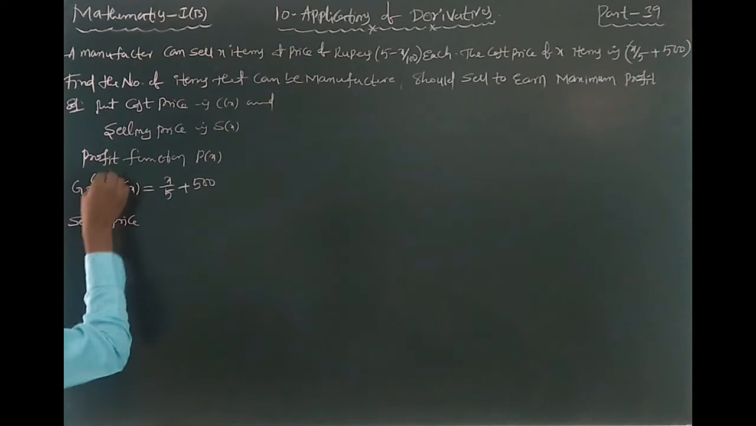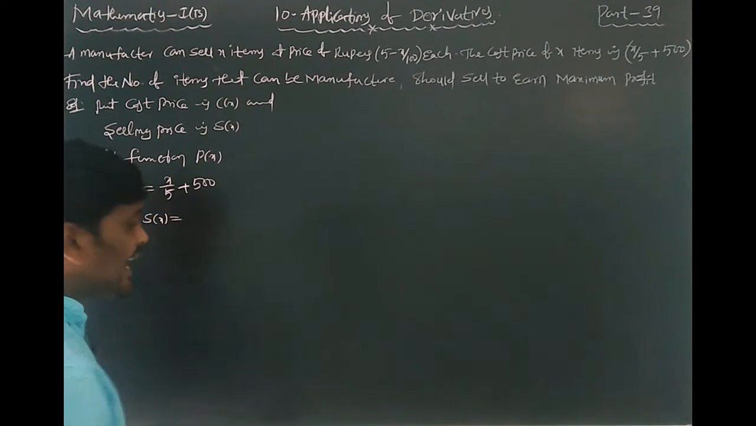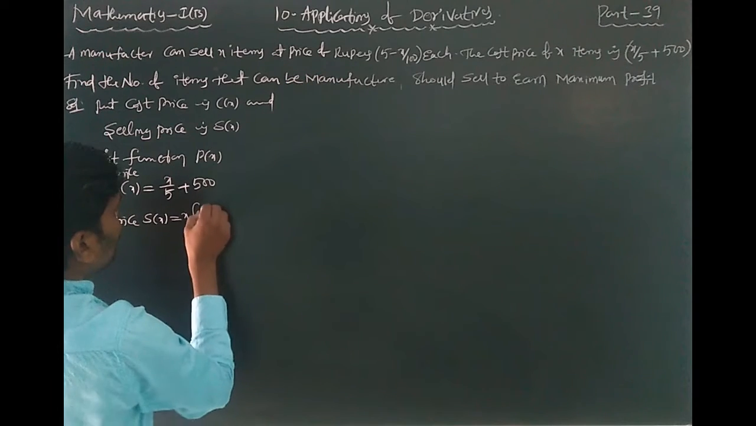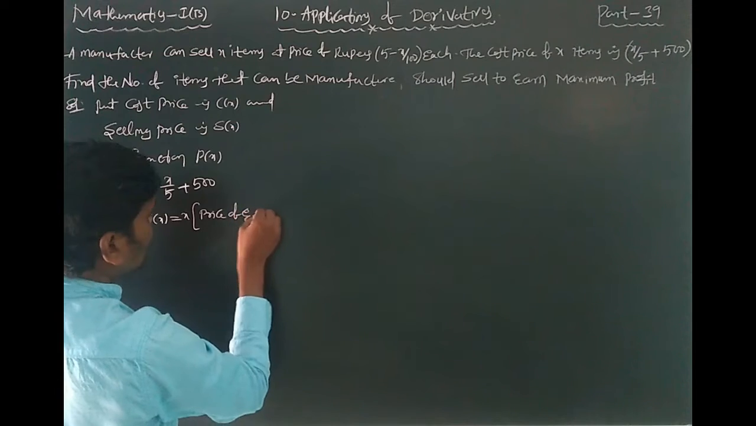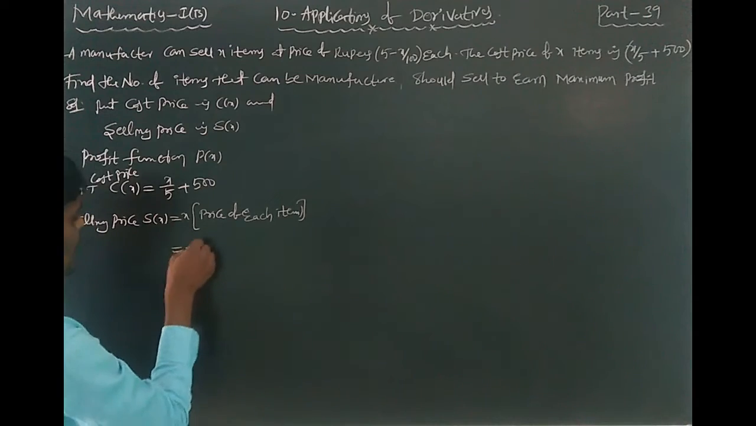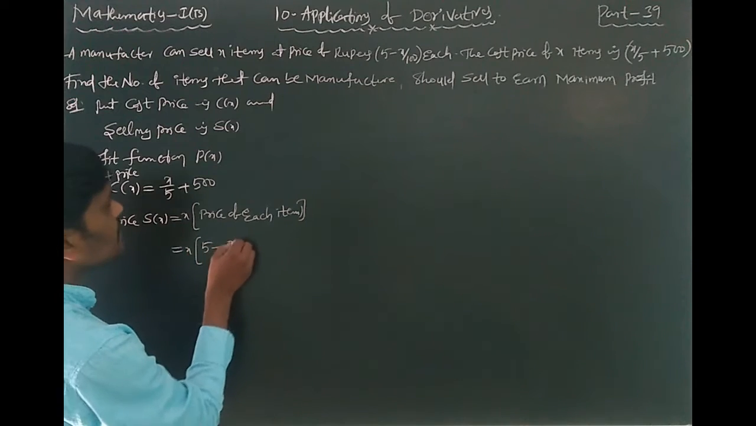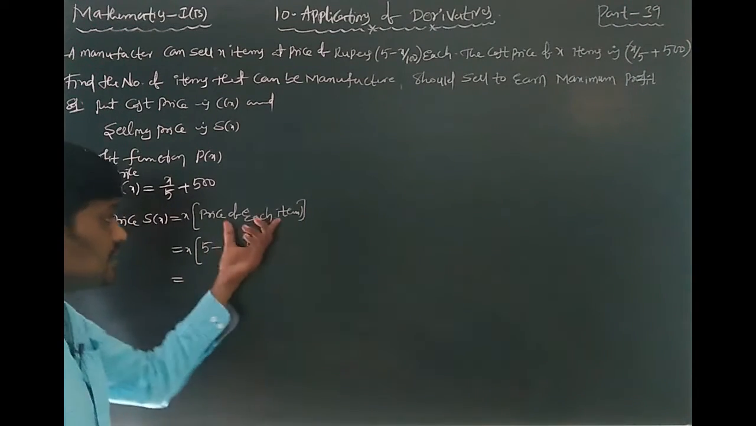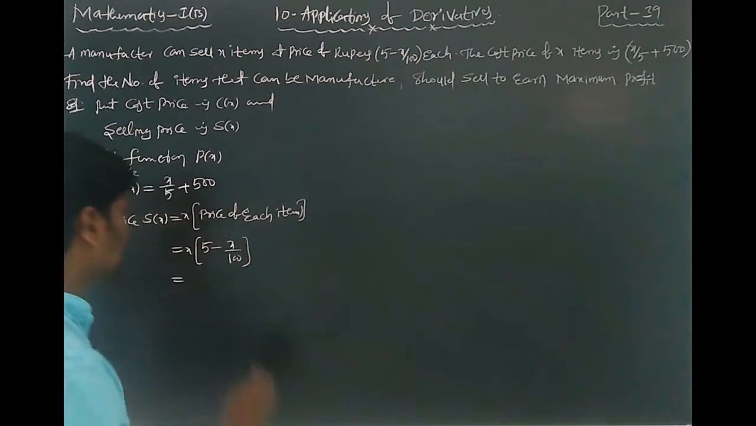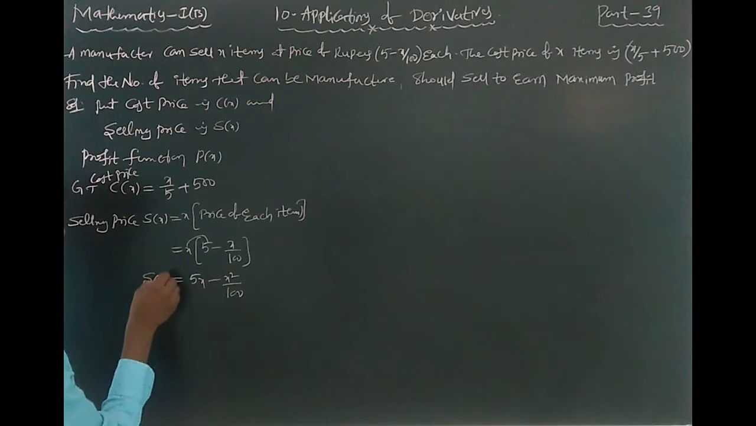Next, the selling price. S of X equals X into the price of each item. What is the selling price of each item? The price in rupees of each item is 5 minus X by 100. Since X items are sold, multiply by X. Here we have 5X minus X squared by 100. This is the selling price.